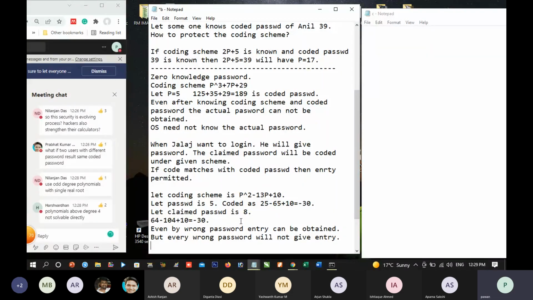That is correct. Harshvardhan has written the correct things. Nilanjan has also written it. Why do we use odd polynomials with a single root? Even if it has multiple roots, every wrong password will not give you entry. Very few wrong passwords will give you entry. Suman, is your doubt clear? So you are correct. Even by a wrong password you can get entry, but not every wrong password will give you entry. Are these things clear to you?